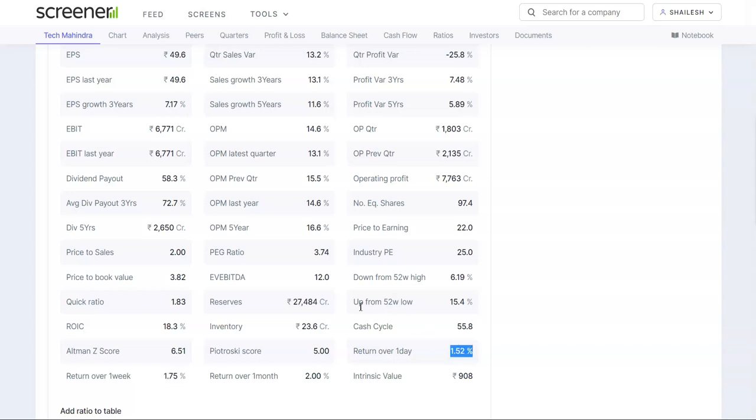If we look into where exactly the stock is as of now in comparison to the 52-week low, it is 15.4% away from the 52 weeks low and it is 66.19% away from the 52 weeks high.